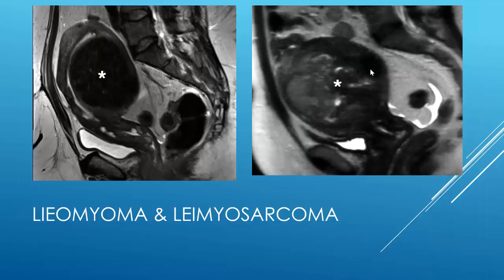These are two pictures showing the difference between leiomyoma and leiomyosarcoma. This is the leiomyoma and this is the leiomyosarcoma. This is homogeneously hypointense and this is heterogeneously hyperintense on T2.